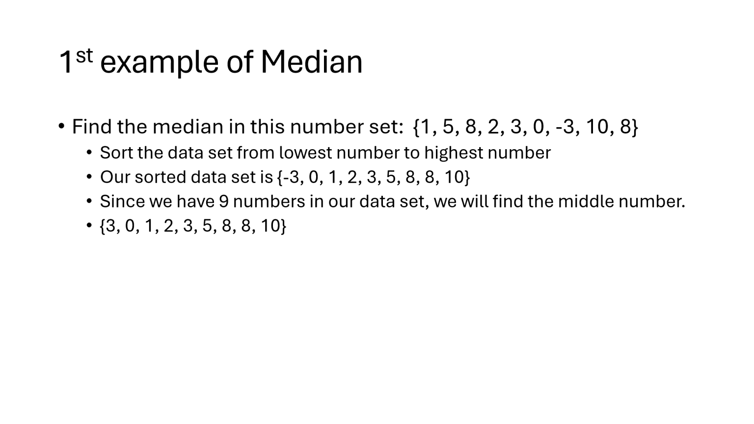So we write it out again: negative 3, 0, 1, 2, 3, 5, 8, 8, and 10. Eliminate the smallest and the largest numbers, and that's what we come up with. Eliminate the next smallest and largest, and we're left with that. Eliminate the next smallest and largest. So now we're down to 3 middle numbers. When we eliminate the next smallest and the next largest, our median is 3.